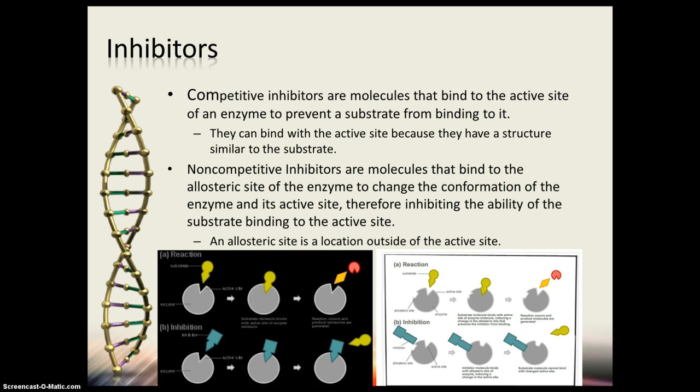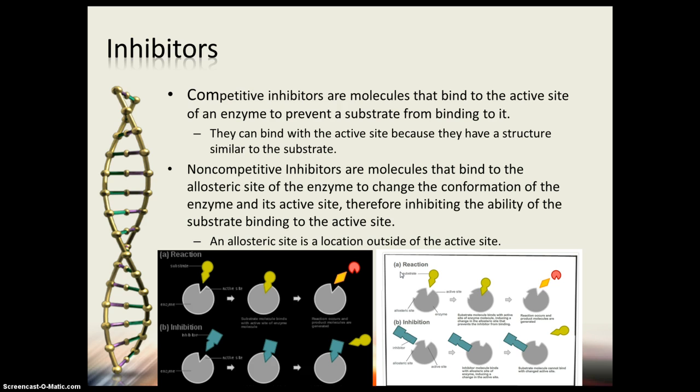And as you can see in the picture on the lower left, there is a reaction on the top that's just very normal. A substrate goes into an enzyme, connecting through the active site, then it gets catalyzed and releases its products. But below, it shows that the active site has a competitive inhibitor placed into it, and that prevents the substrate from ever actually reaching the active site, so it can never be catalyzed.